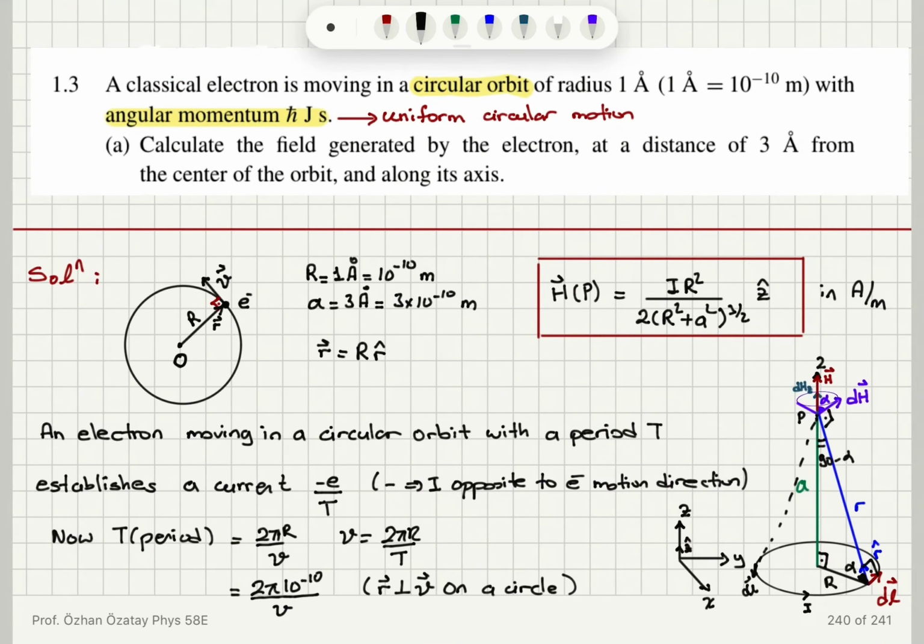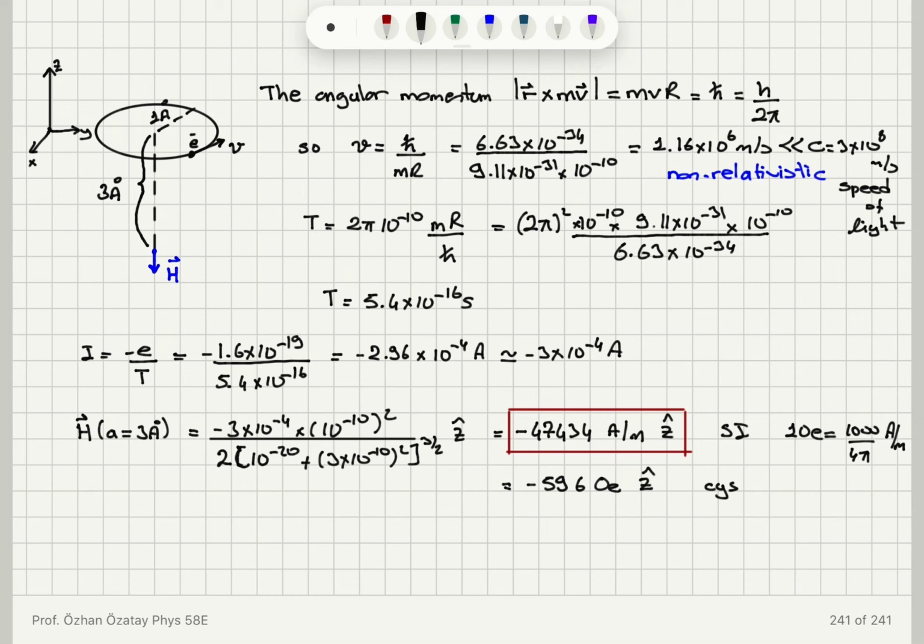Now the period will be 2 pi 10 to the minus 10 divided by v. If I substitute for v 1.16 times 10 to the 6 meters per second, I will find 5.4 times 10 to the minus 16 seconds. Substituting that for the current, minus e over T, we find minus 3 times 10 to the minus 4 amps, or minus 0.3 milliamps. That's the current created by this electron. And for the magnetic field, I can just substitute the current, minus 0.3 milliamps. It gives me the answer in the minus z hat direction.